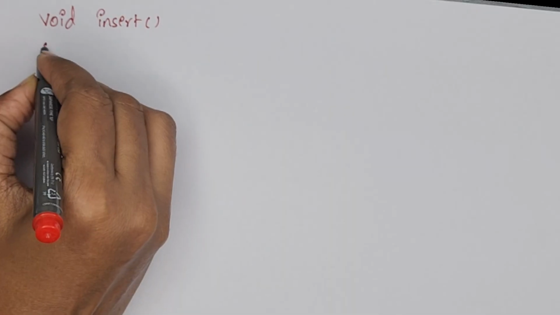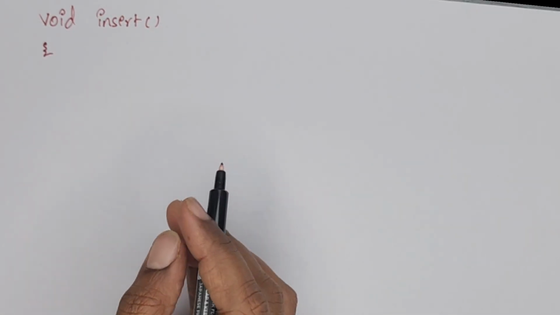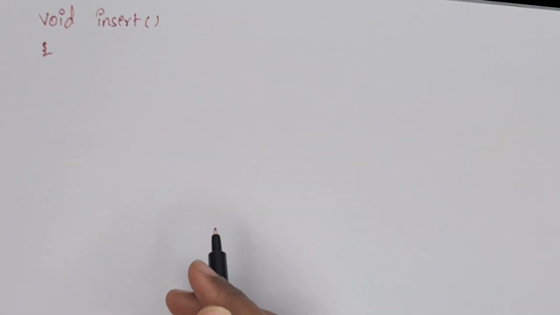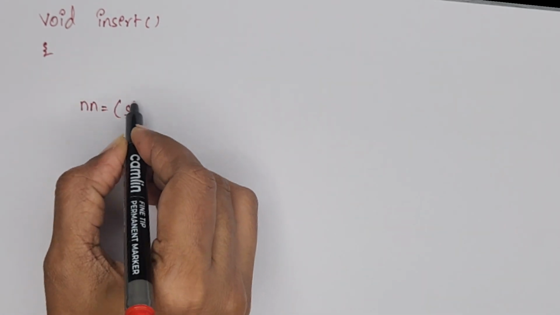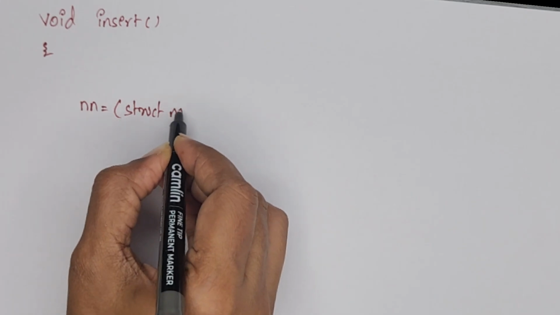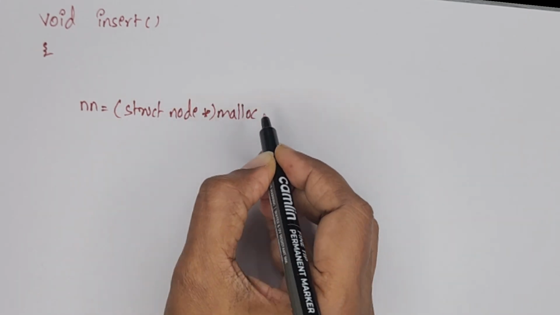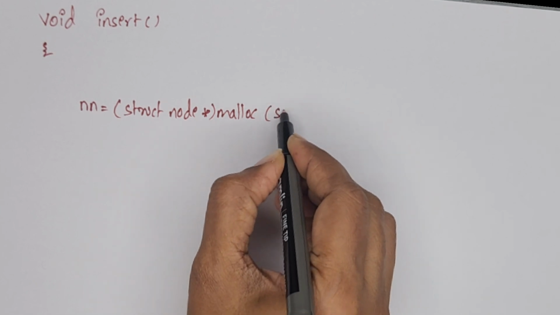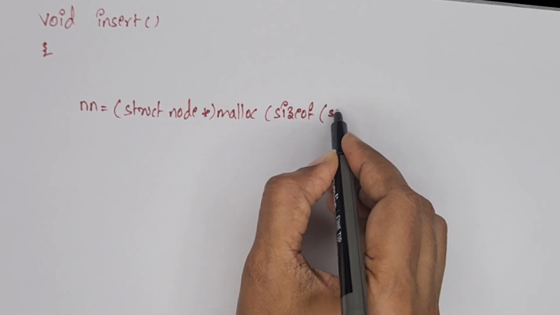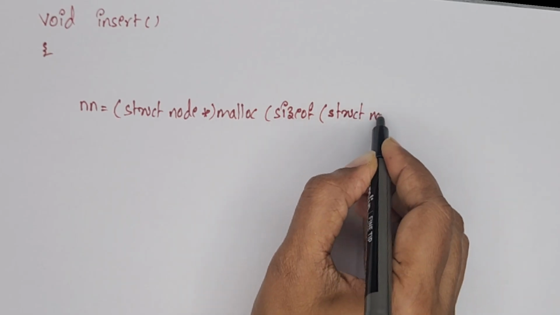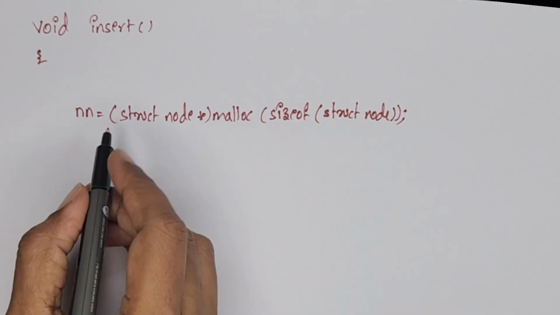Insert function. Insert means first of all we have to create one new node, then read the position at which we have to insert. So first of all I am going to create one new node: struct node asterisk, using the malloc function, malloc of size of struct node. So it allocates memory for the new node.